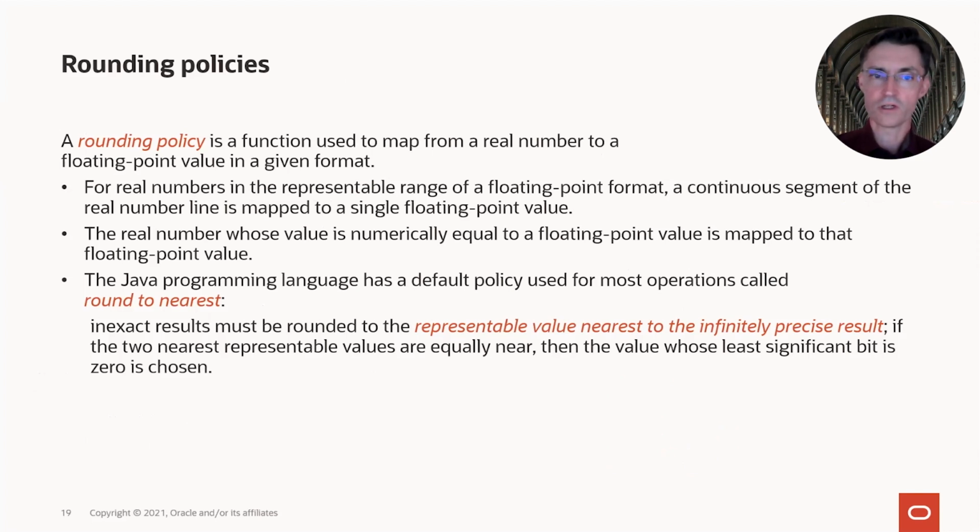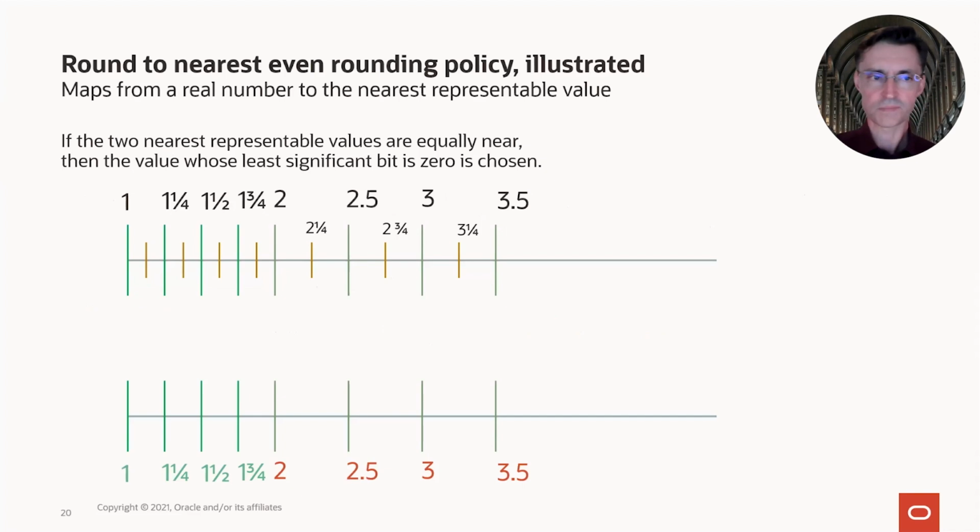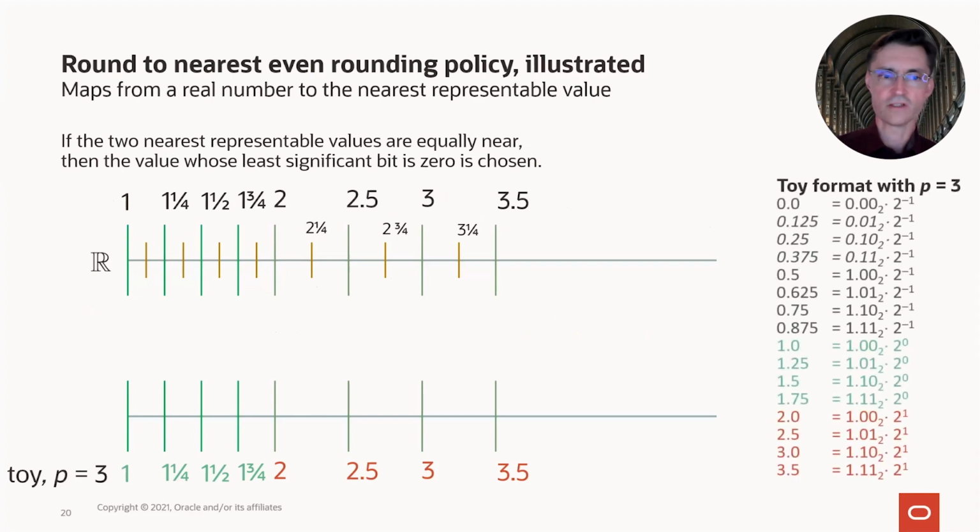In the Java programming language, our default policy used for most every operation is called round to nearest. Under round to nearest, the representable floating point value nearest the infinitely precise mathematical result is the one returned. Now, if you're exactly halfway between two representable numbers, then the one you return is the one with the least significant bit 0. So let's see what that looks like. We have the real number line up top, and then we have the floating point values at the bottom. And to make it clear that we can only return those floating point values, we'll remove the number line on the bottom. So let's first look at the region around 2 1/2.